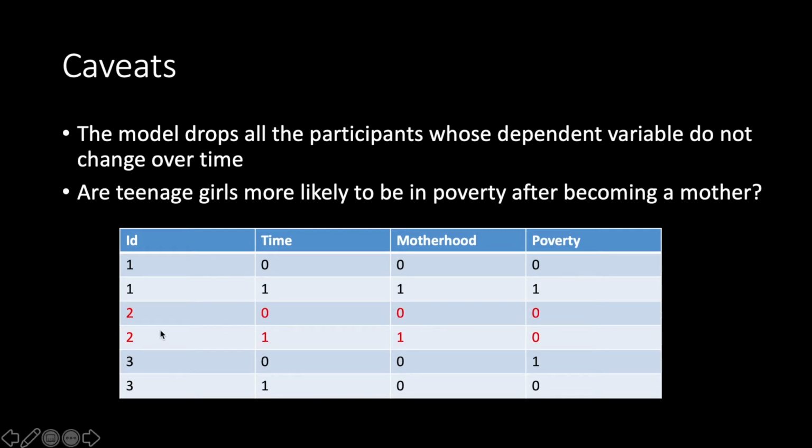For participant number 2, she was not in poverty at either of these time points, and therefore her DV does not change, and her data will be dropped from the analysis. Basically, we want to understand what makes someone fall into or come out of poverty, and she cannot give us any information because she has never experienced poverty, and we are only doing within-person comparison, so we can't use her data.